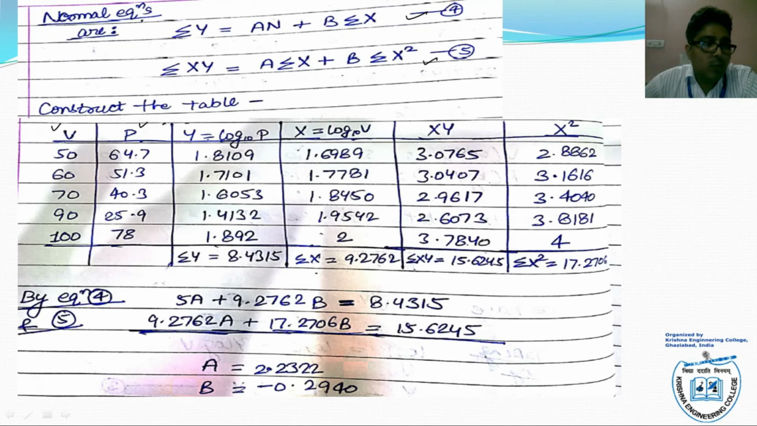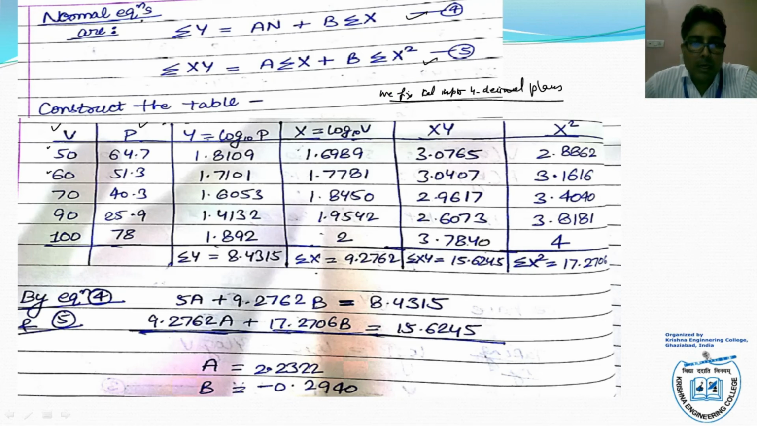The corresponding value of V is given here. The log 50 is 1.6989, and the value of log 60 is 1.7881. The value of log 70 is 1.8451. The value of log 90 is 1.9542, and the value of log 102. Here we pick the values up to 4 decimal places, right?